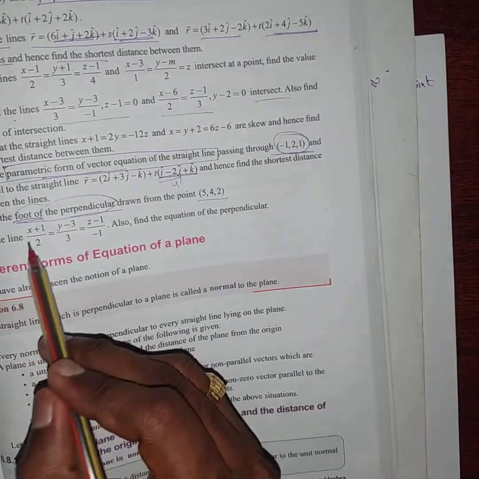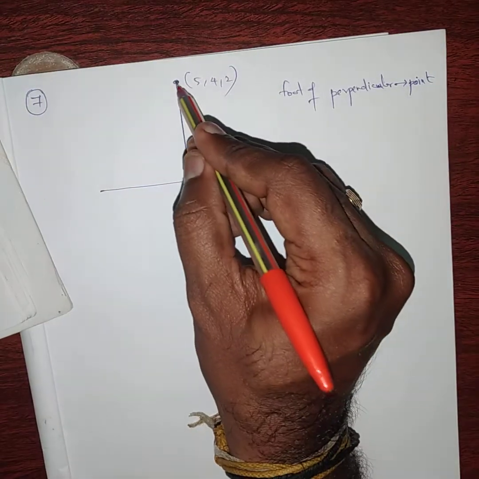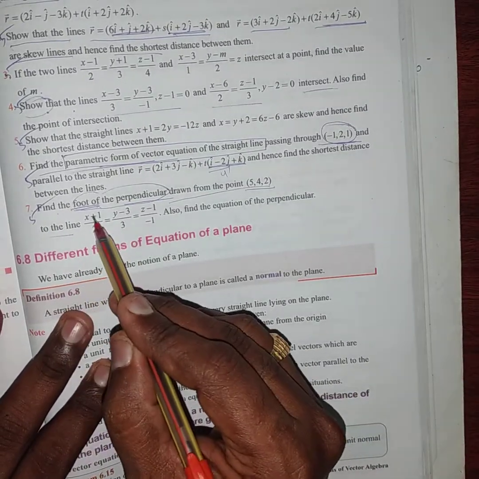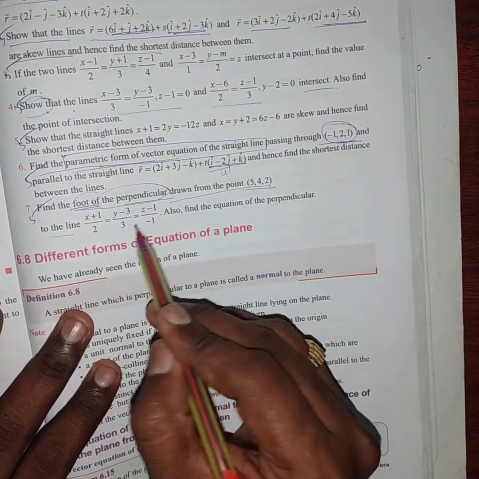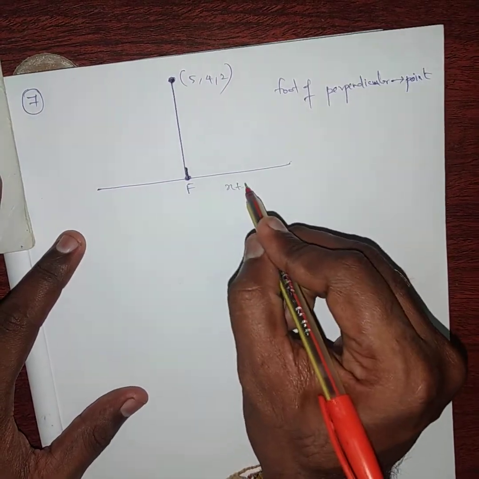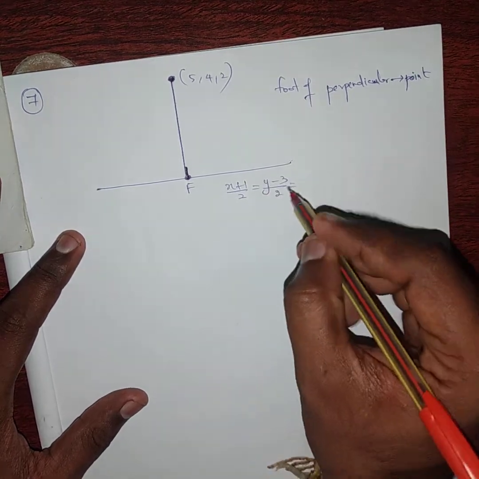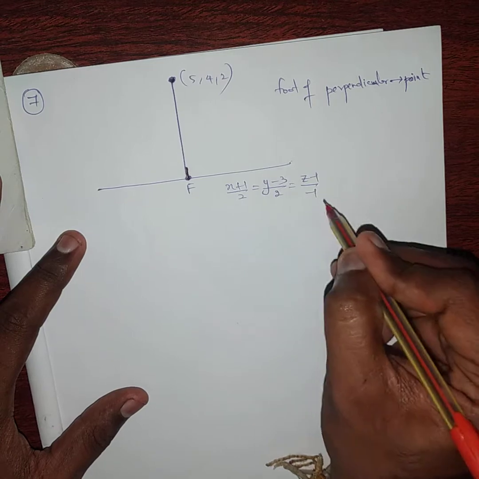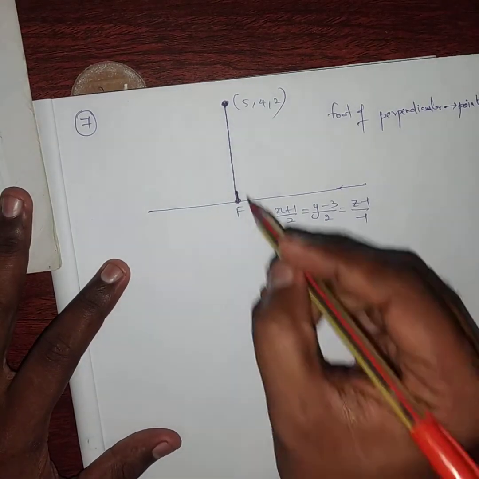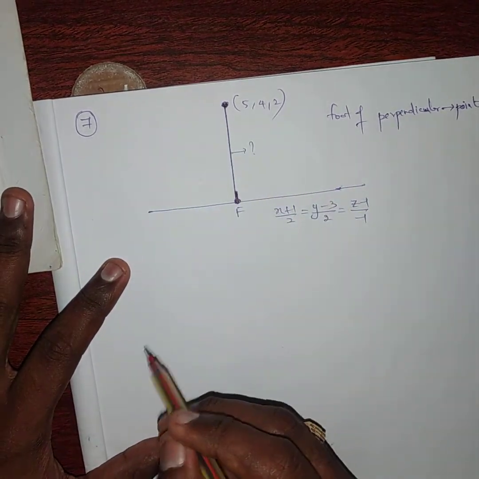So, find the foot of perpendicular drawn from the point (5, 4, 2). Where is it drawn? Drawn from the point (5, 4, 2) to the line. Which line? This is the line: (x + 1)/2 = (y - 3)/2 = (z - 1)/(-1). Also find the equation of perpendicular. I need to find this point and this equation also. Two solutions are given.